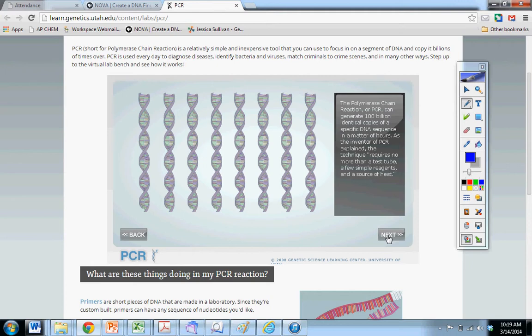The polymerase chain reaction, or PCR, can generate 100 billion identical copies of a DNA sequence in a matter of hours. As the inventor of PCR explained, the technique requires no more than a test tube, a few simple reagents, and a source of heat. There you go. So that is number 5, I think. Simple. So heat, test tube, a source of heat.